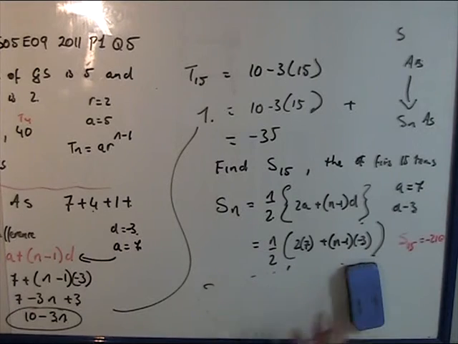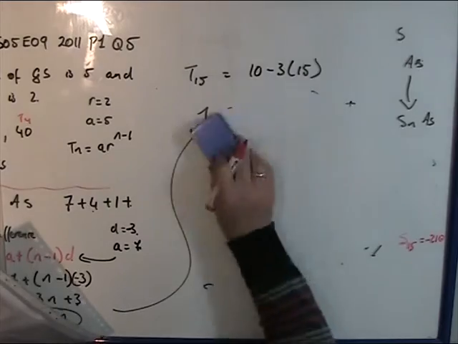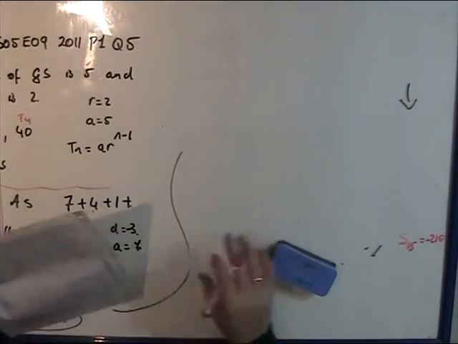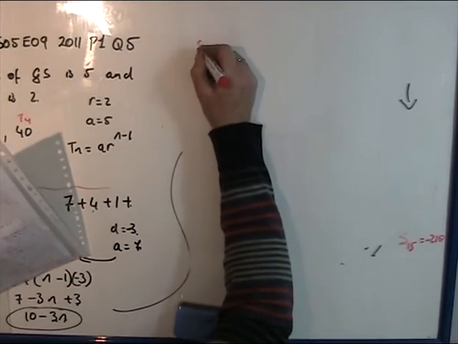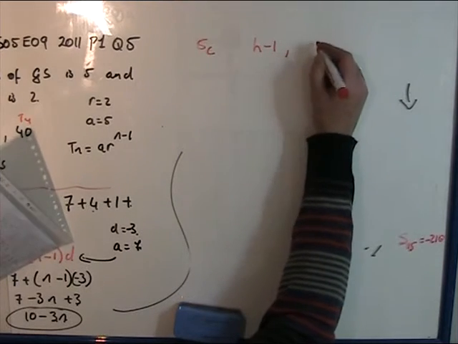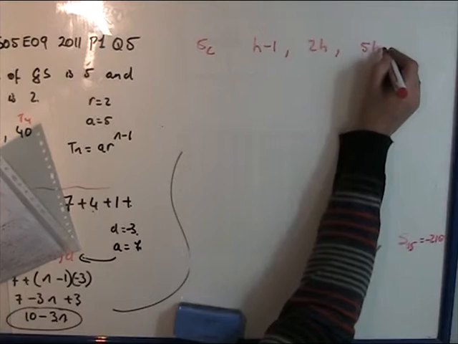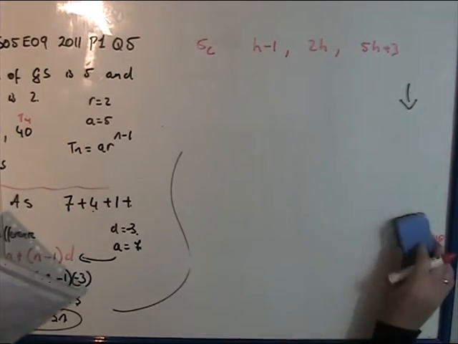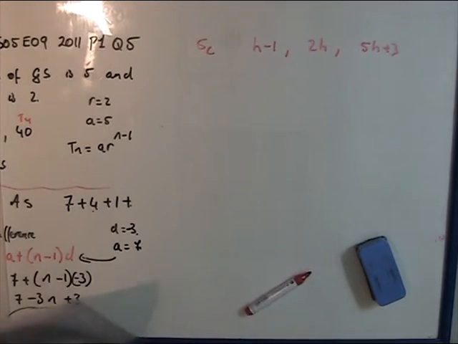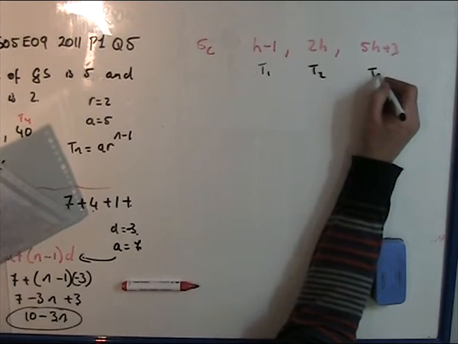So the next part is part 5C: h minus 1, 2h, and 5h plus 3. You know these can be a problem when you see them as x's as well. We had one before, so we just denote our letters. This is T1, T2, and this is T3.